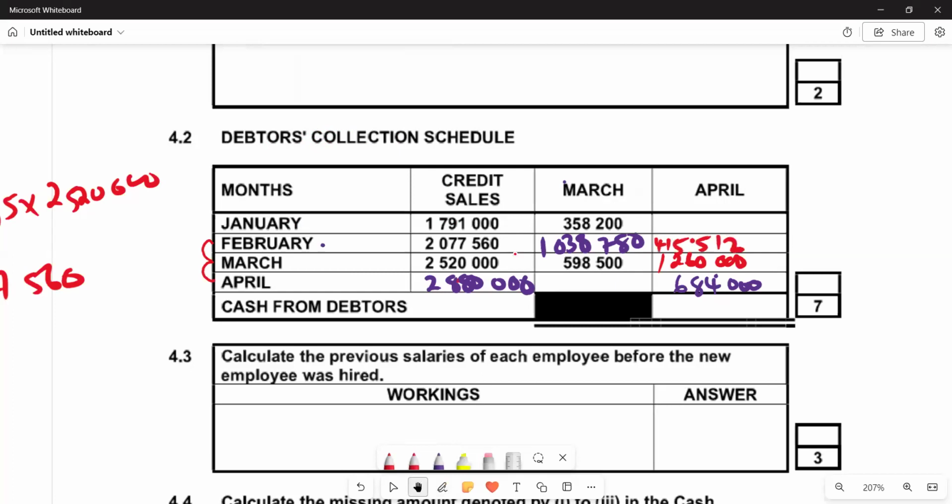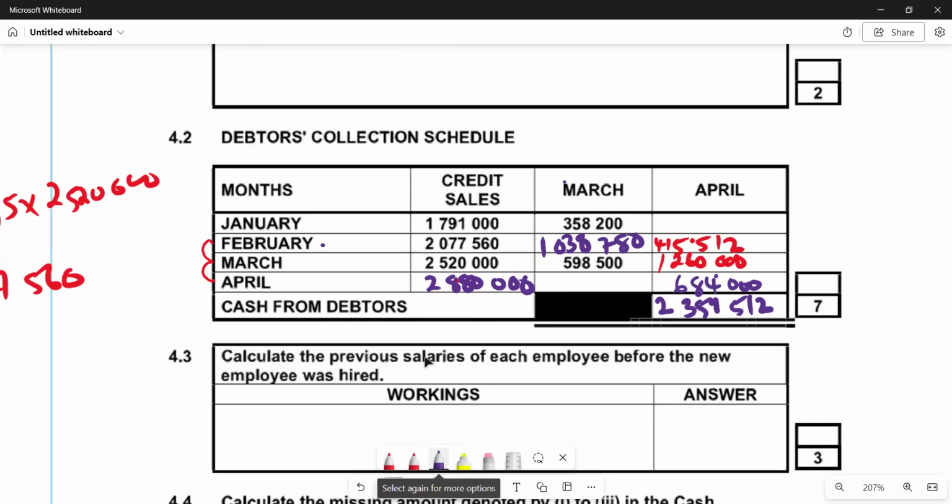415,512. So this is what we have in terms of the collections for April. Having that, we can now calculate the total collection for April. Remember, here is closed, so we're not going to calculate the total here, but you can calculate here, by saying 415,512 plus 1,260,000 plus 684,000. Then the total that you're supposed to get becomes 2,359,512. So this is what we have in terms of the data's collection schedule.